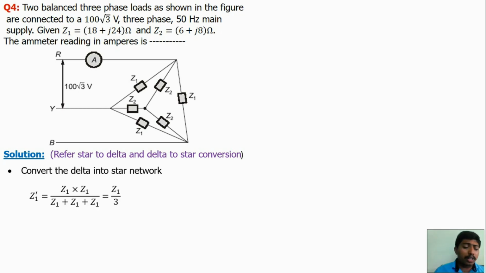What is the formula for conversion of delta into star? ZA ZB divided by ZA plus ZB plus ZC. Here all the values are the same values. ZA, ZB, ZC are all Z1. If you refer to the star to delta conversions video, you can remember this formula in the easiest manner. So what is the value of Z1? Z1 is equal to 18 plus J24. Substitute here, we will get Z1 dash equal to 6 plus J8. All these values are 6 plus J8.